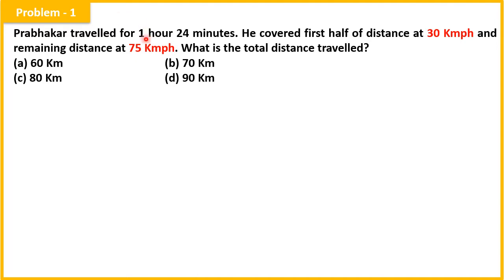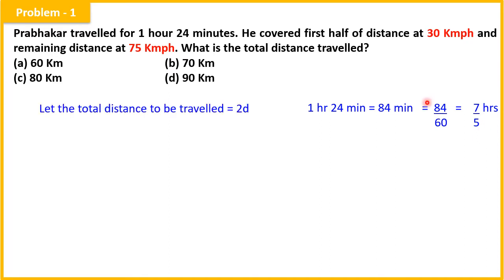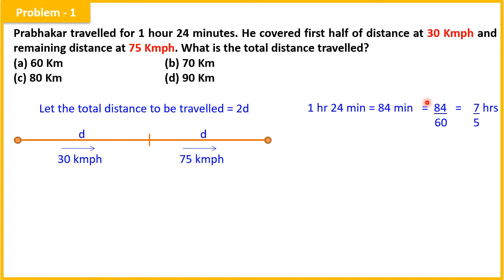Now this span of 1 hour 24 minutes is nothing but 84 minutes. It is 60 plus 24 minutes. If we want to convert it to hours, we have to divide it by 60. So 84 by 60 is 7/5 hours. Now let us consider that Prabhakar traveled a total distance of 2d kilometers. The first d kilometers he traveled at the speed of 30 and the remaining d kilometers, that is half of the distance, he traveled at the speed of 75.